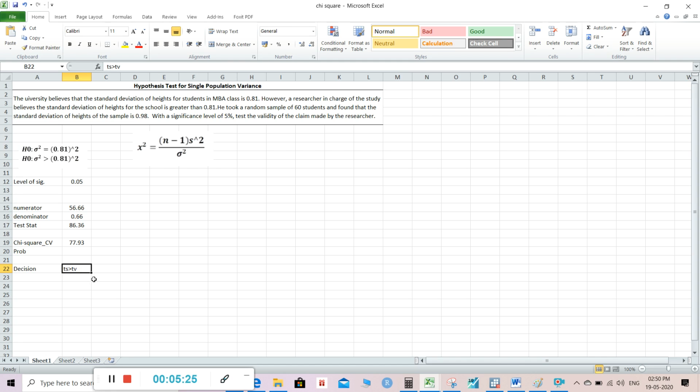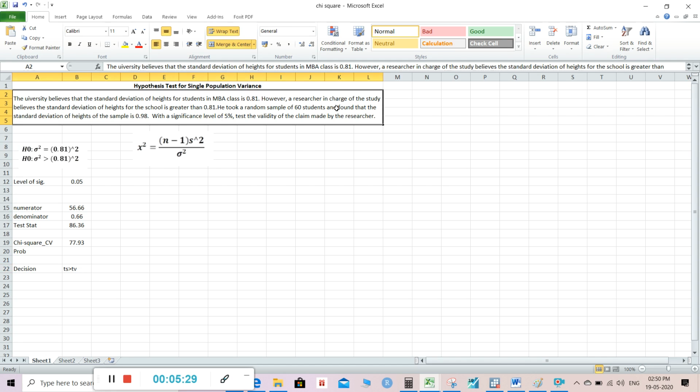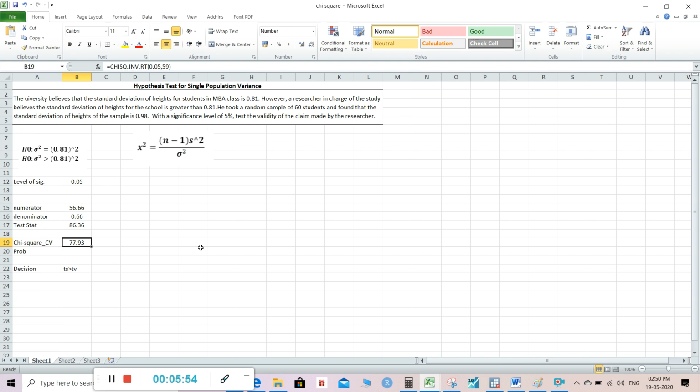And we basically say that the claim made by the researcher was right. The standard deviation of height for students in the MBA class is actually greater than 0.81. You reject the null hypothesis that it is equal to 0.81. So this is the solution for your second assignment question.